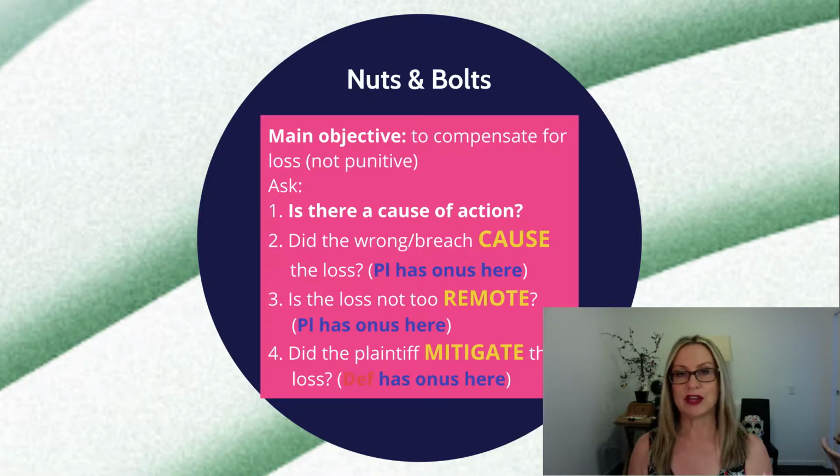You've got to have a cause of action that sounds in damages. Secondly, you've got to have causation. Thirdly, not too remote. And finally, the plaintiff has to mitigate their loss. Now, the first two there, causation and remoteness, are the same kind of thing as torts. Plaintiff has the onus there. And in terms of mitigation, the defendant has to show that the plaintiff failed to mitigate their loss.